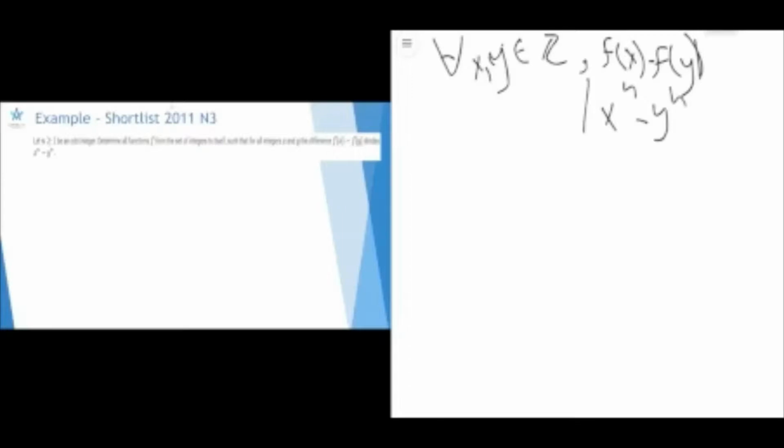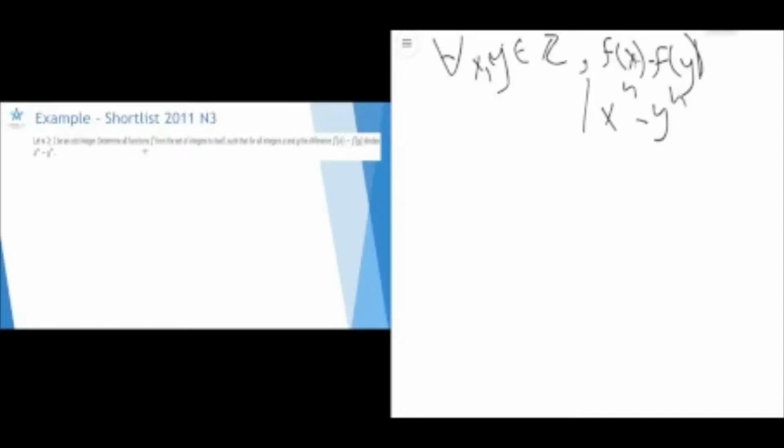Okay, so the first thing we want to do is, as we said before, find the trivial values. So like 0, 1, etc. So first, let's try finding 0, right? If we plug in x equals 0, y equals 0, we get f of 0 minus f of 0 divides 0 minus 0. So 0 divides 0. That's not really helpful.